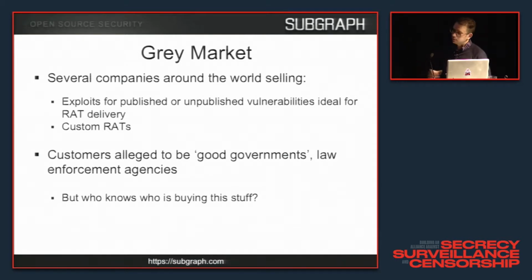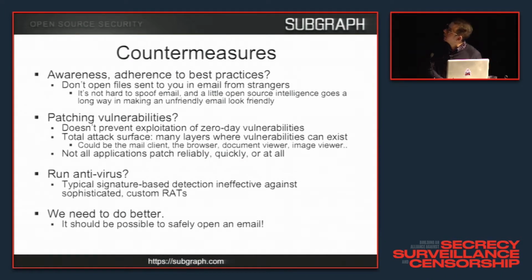Some of these companies selling this stuff have said that they sell only to good governments, such as NATO governments and NATO partners. But when the EFF investigated what it means to be a NATO partner, they found that this included freedom-loving countries like Belarus and Azerbaijan. So who knows who's actually buying it?